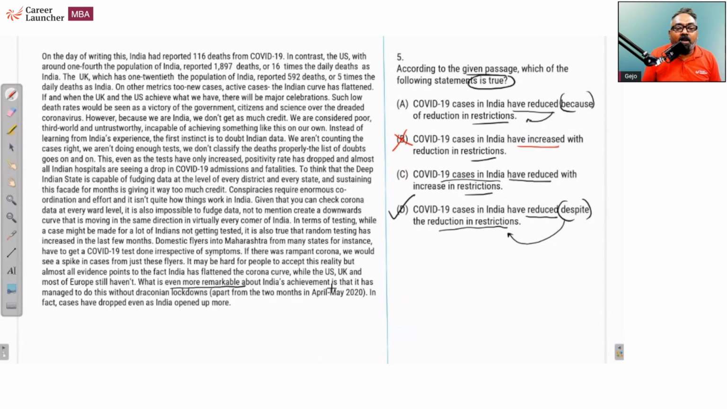What's even more remarkable is that it has managed to do this without draconian lockdowns, without lockdown. Okay, despite. Managed to do it without lockdown. In fact, cases have dropped even as India has opened up more. It's reduced not because of increase in restriction. Reduced with increased restriction, it's not saying because of it. It's despite the fact that we have reduced restriction. Cases have dropped even as India has opened more. So cases in India have reduced despite reduction of restrictions.